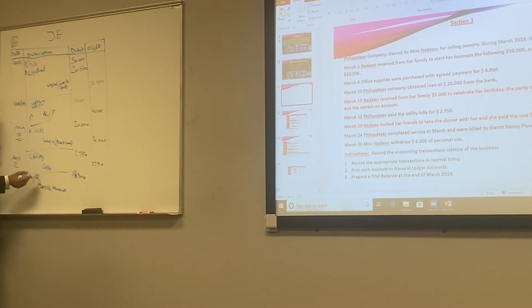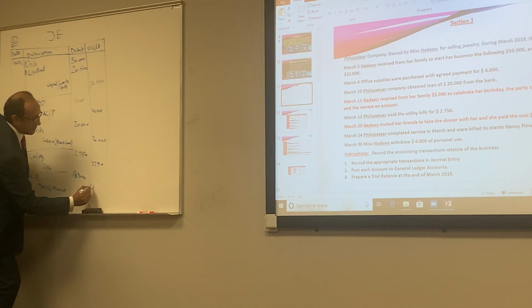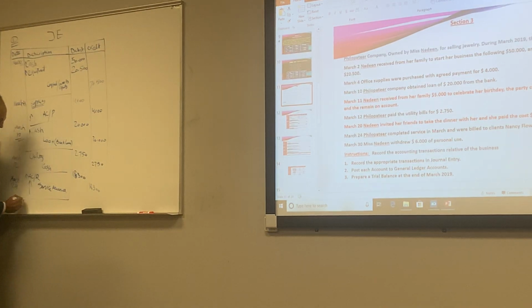Service revenue going up too on the credit side, with 18,300. Okay? Here's service revenue.